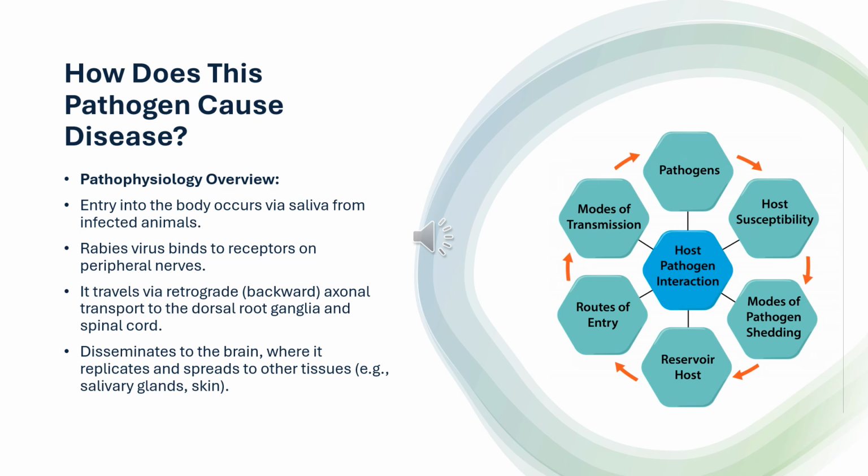So, just a quick overview of the pathophysiology of the virus before we get more in depth about it from a microbiology standpoint. The virus enters the body through saliva of the infected animal. The rabies virus then binds to the receptors on the peripheral nerves. The virus travels retrograde to the dorsal root ganglia and spinal cord. It then disseminates to the brain where it replicates and spreads to other tissues, and that is basically when we go into those late stages that we just talked about.